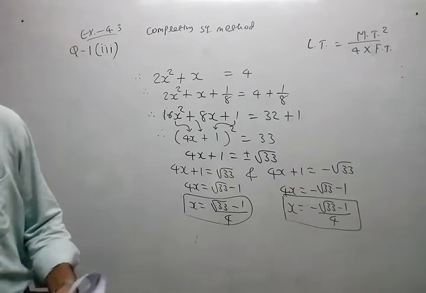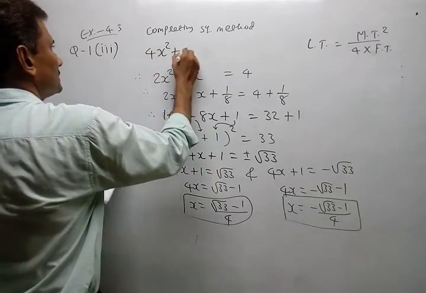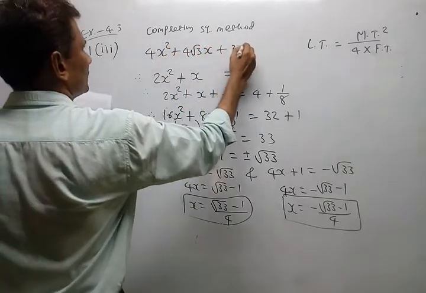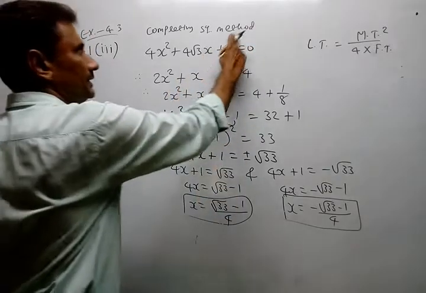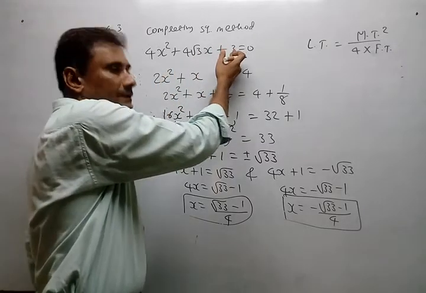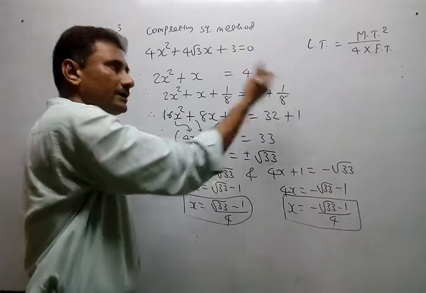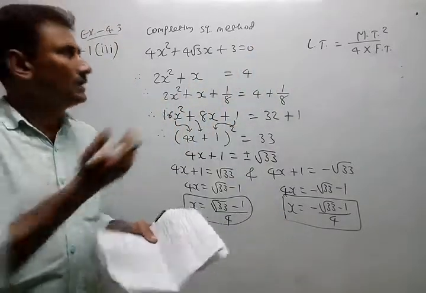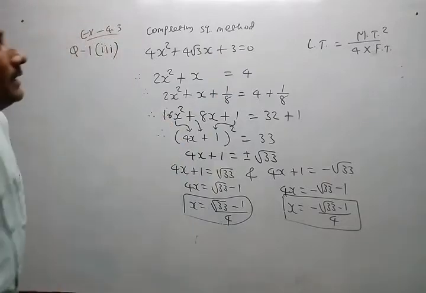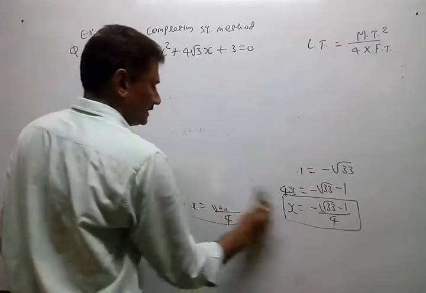Now it is given: 4x square plus 4 root 3 x plus 3 equal to 0. Before removing this, first of all find the last term. Maybe it is required. If it is required, then why shift it? If we shift it, we have to shift it back to the left side again. So don't shift blindly. First of all, always find the last term using that formula.